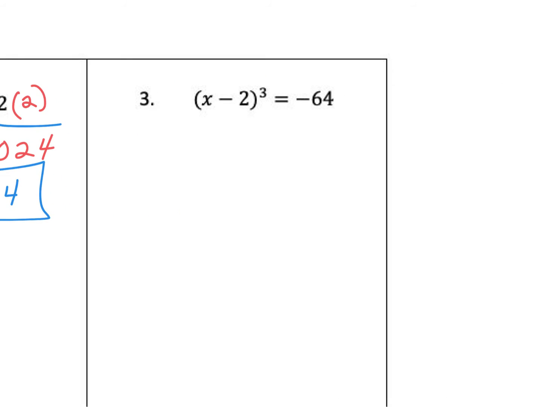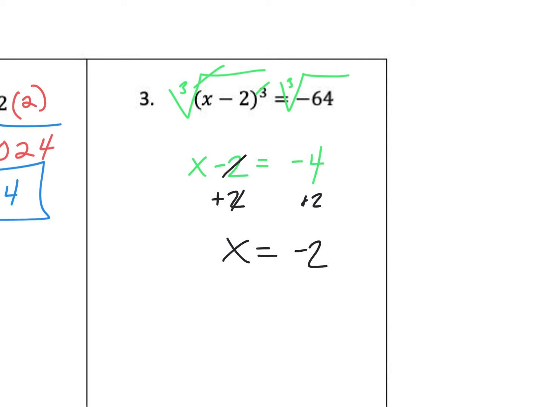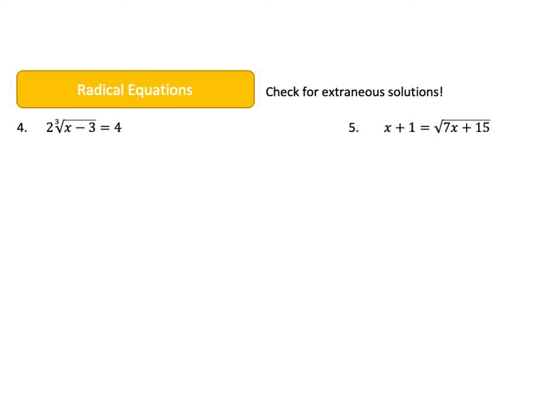This one is just a little different because now I have the exponent on the outside of that binomial. So I'm going to begin by taking the cube root of both sides. When I do that, these undo each other, leaving me with just x minus 2, and the cube root of negative 64 would be negative 4. I can take the cube root of a negative value. Now I'm going to finish this by adding 2 to both sides, and I get x is equal to negative 2. Now let's kick it up a bit.